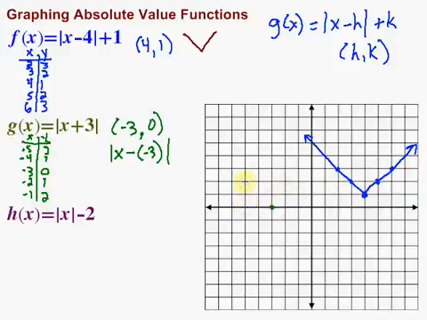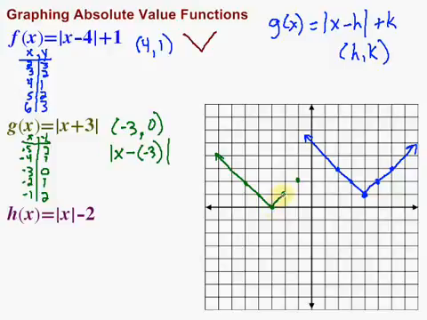Okay, so we can graph those points. Negative 5 is going to take me here up to 2. Negative 4, 1. Negative 2, 1. And negative 1, 2. Okay, so there's my nice V shape, and I can connect again.